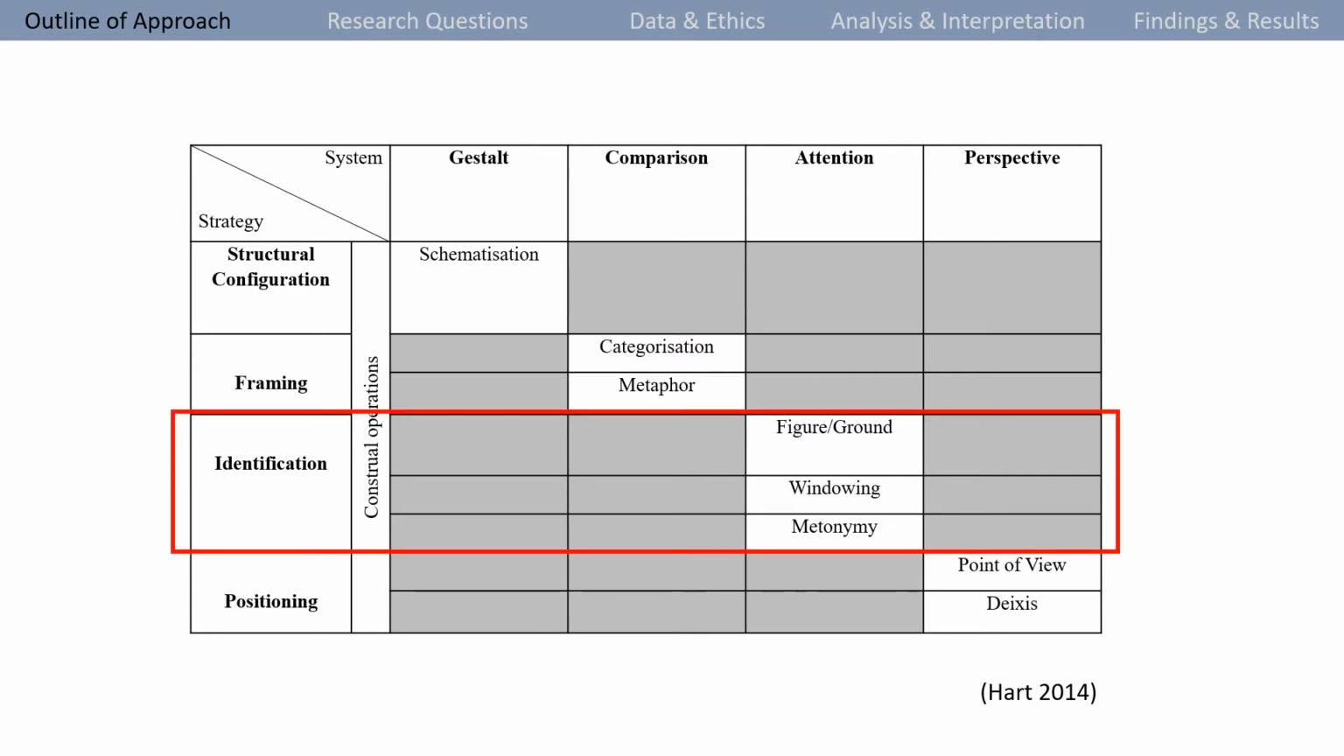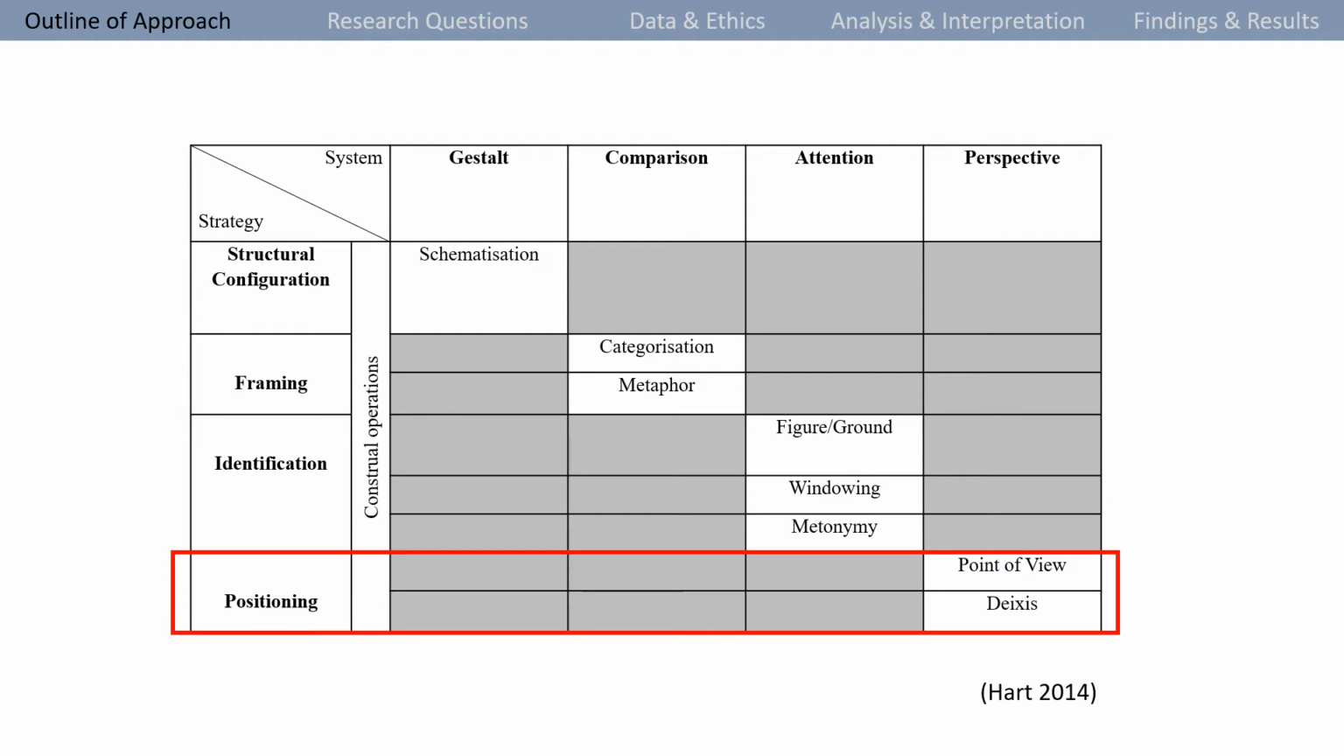Identification strategies concern which aspects of a given situation or event are selected for conceptual representation and to what degree of salience those aspects are represented relative to one another. Identification strategies thus have to do with inclusion and exclusion, foregrounding and backgrounding. They are realized by a group of construal operations which reflect a general ability to distribute attention over a scene in different ways. These include figure-ground segregation, windowing of attention, and metonymy.